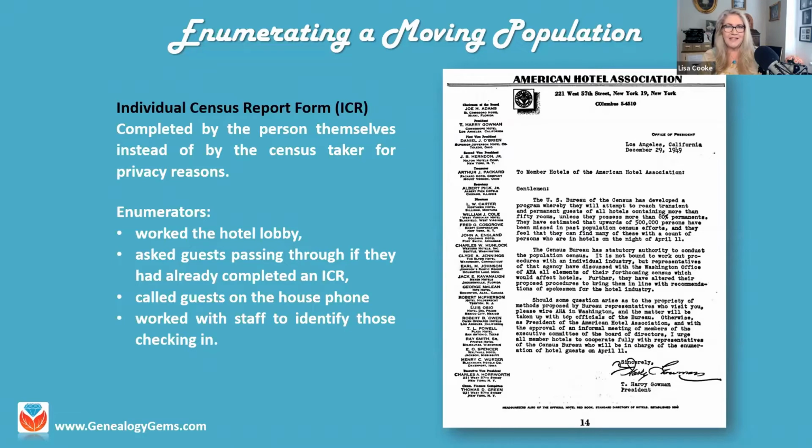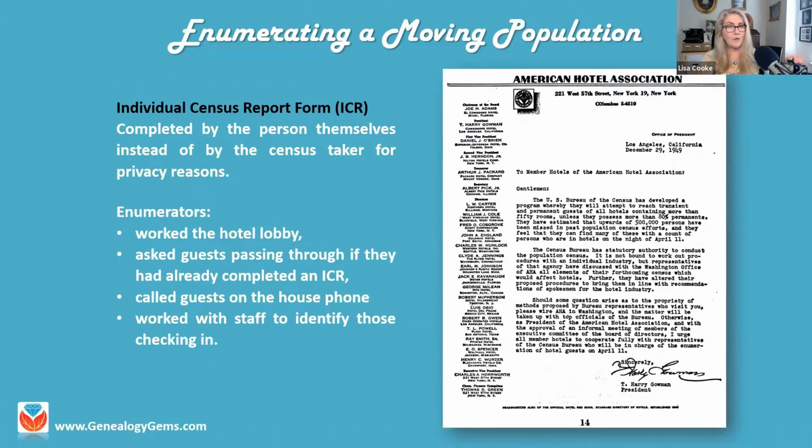The idea was it's not a very private location. You're standing in a YMCA giving your information verbally to a census taker. So to respect their privacy, they would give them this form. And then the person would fill it out themselves. And that information would then be taken and entered onto the enumeration form.